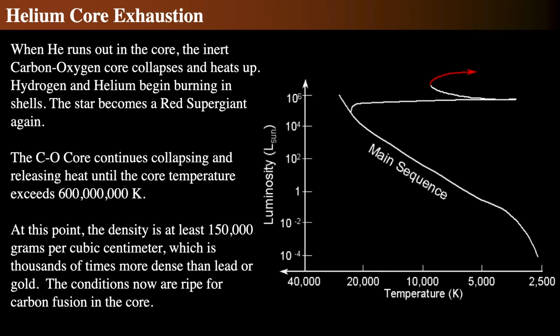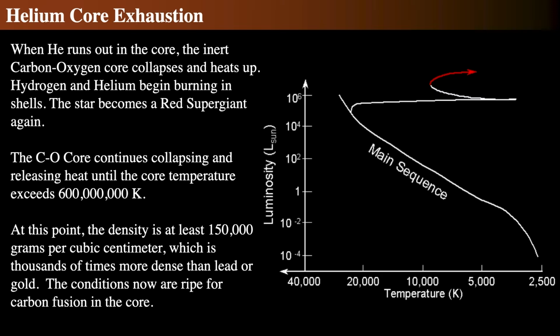So eventually the carbon-oxygen core continues to collapse. It gets smaller and smaller, and that releases more heat by gravitational collapse, because as you collapse a gas, it releases heat. And eventually the core temperature exceeds 600 million Kelvin. And then the density is insanely large. It's up to about 150,000 grams per cubic centimeter, which is 1,000 times more dense than lead or gold.